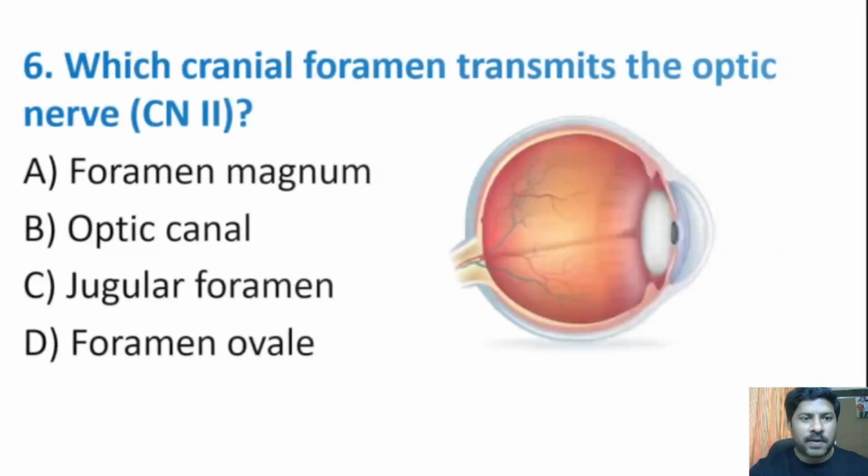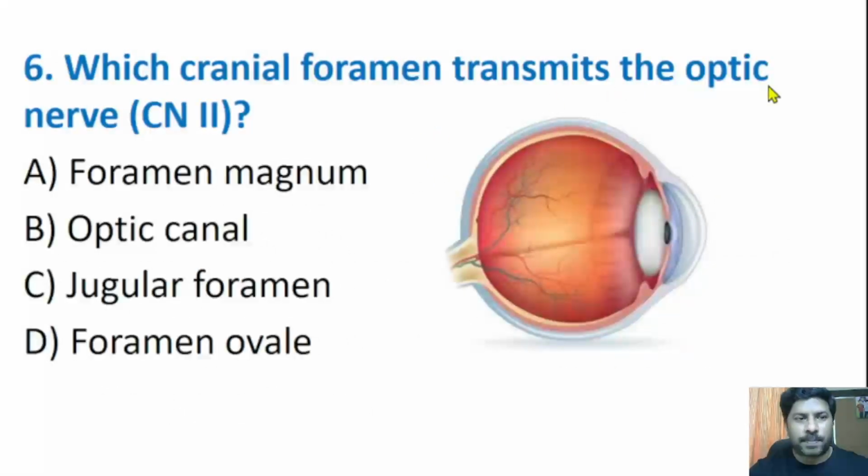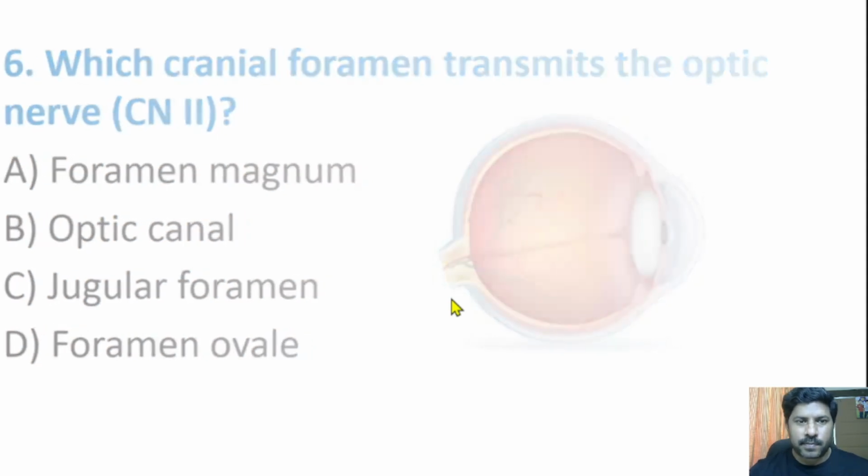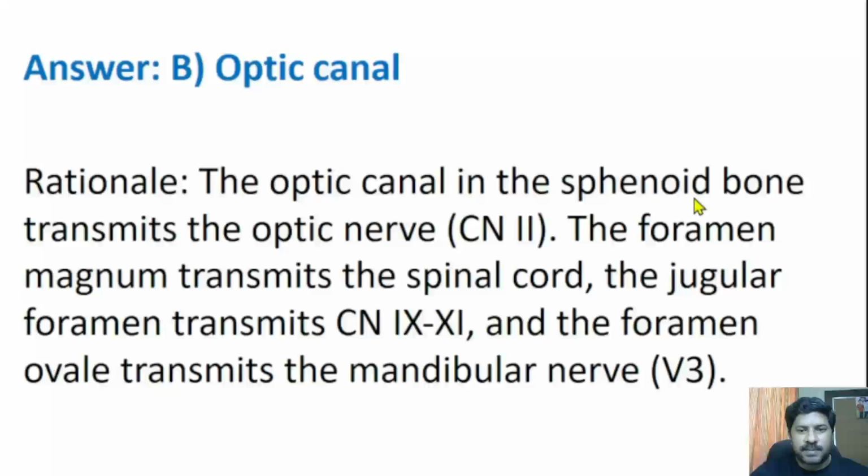Sixth question. Which cranial foramen transmits the optic nerve? That is the second cranial nerve. Foramen magnum, optic canal, jugular foramen, foramen ovale. So here the correct answer is optic canal. Optic canal transmits the optic nerve into the brain. It is located on the backside of the eyeball. The optic canal is in the sphenoid bone and transmits the optic nerve, that is the cranial nerve II.